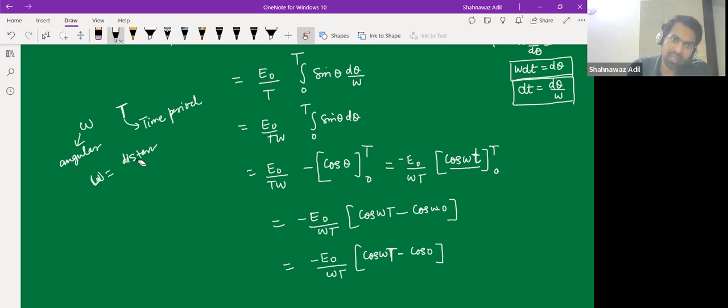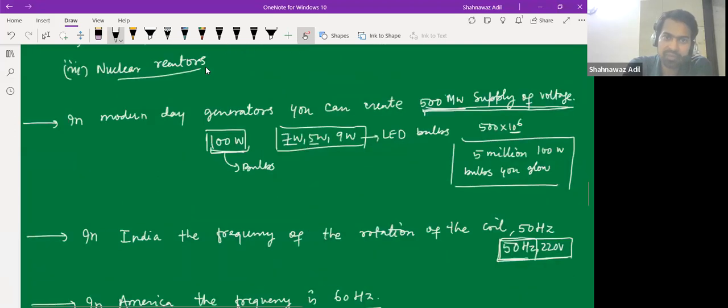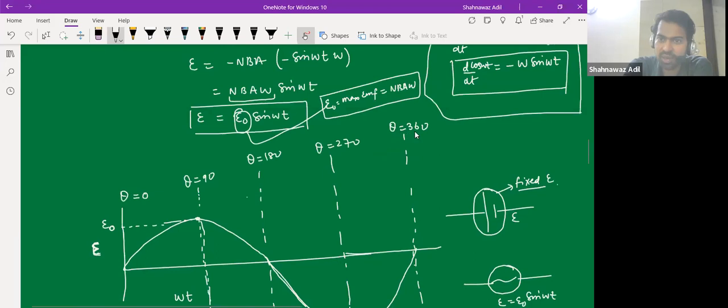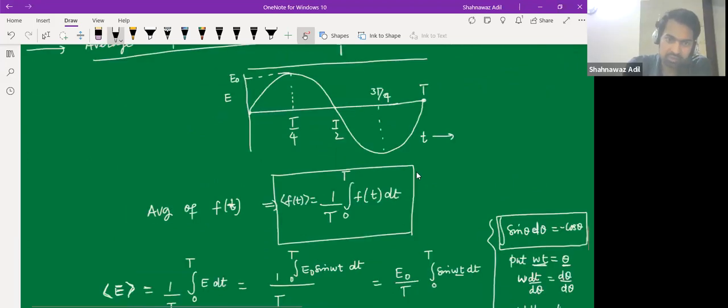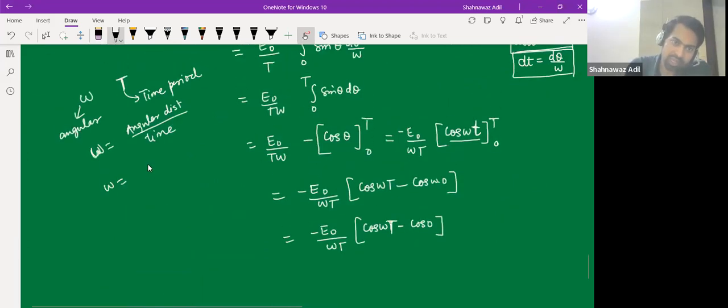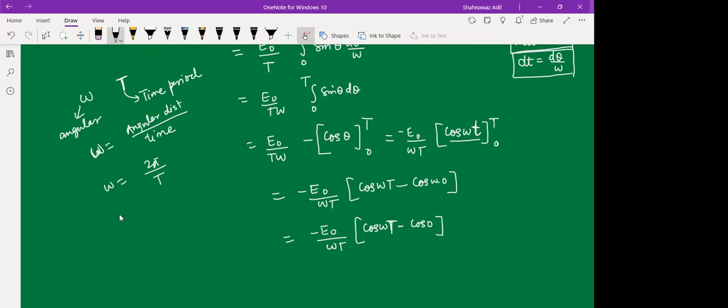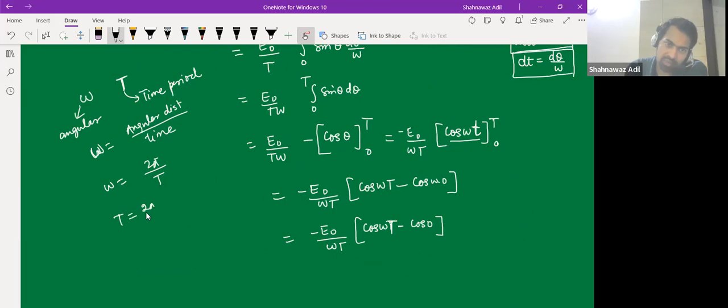So Aisha, can you tell me what is the relation between omega and time period? Remember, this is angular velocity, right? And this is the full cycle time period. So do you remember in a full cycle how much angular distance is covered? So this omega is angular distance by time, right? And in a full cycle, how much angular distance do you cover? Yes, 360, which is 2 pi, right? So this would be 2 pi and the time that you have taken is T. Understood? Yes. So this T would be 2 pi by omega.